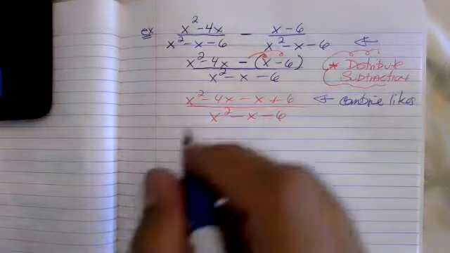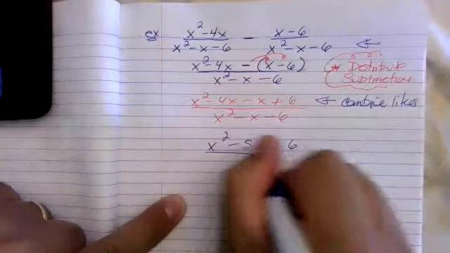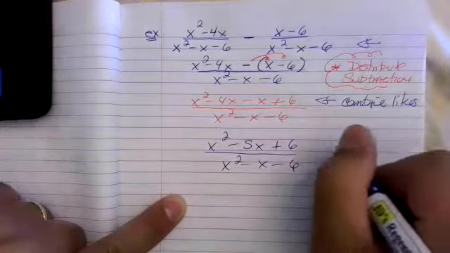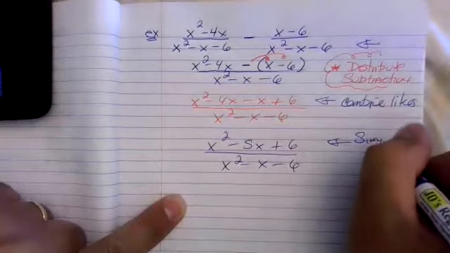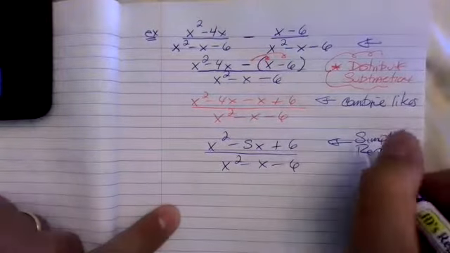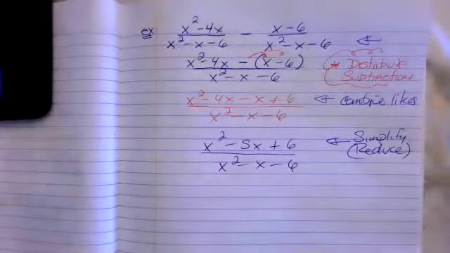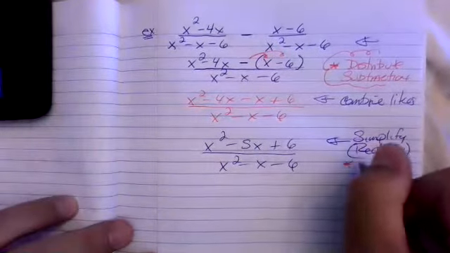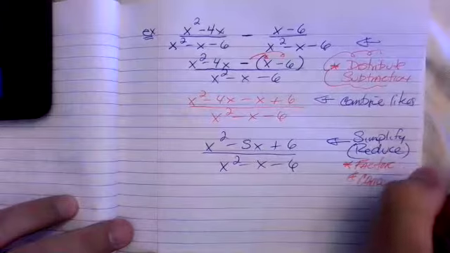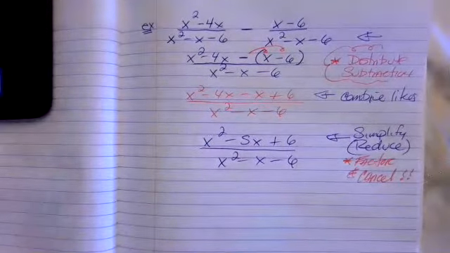I can combine my likes, so it looks like I'm going to have x squared minus 5x plus 6 all over x squared minus x minus 6. Now I could simplify. I could reduce this fraction. In order to reduce, we know we have to factor and cancel. We can't reduce before we factor.